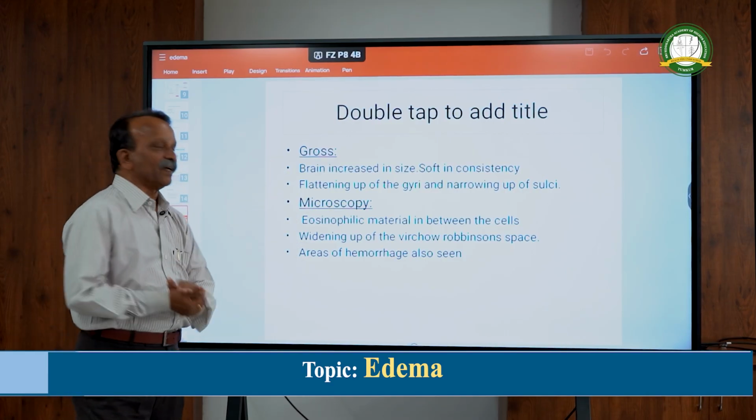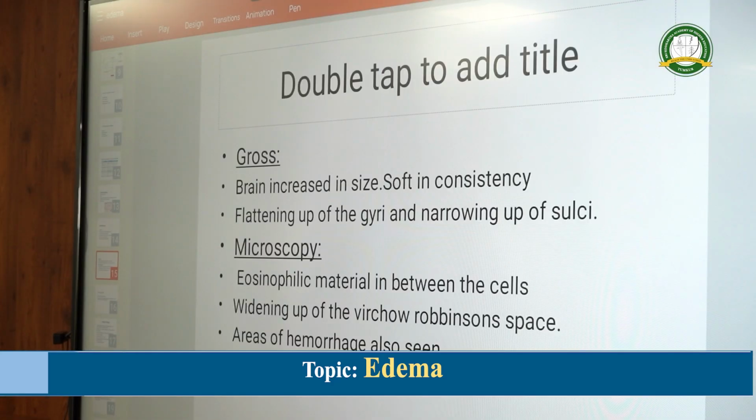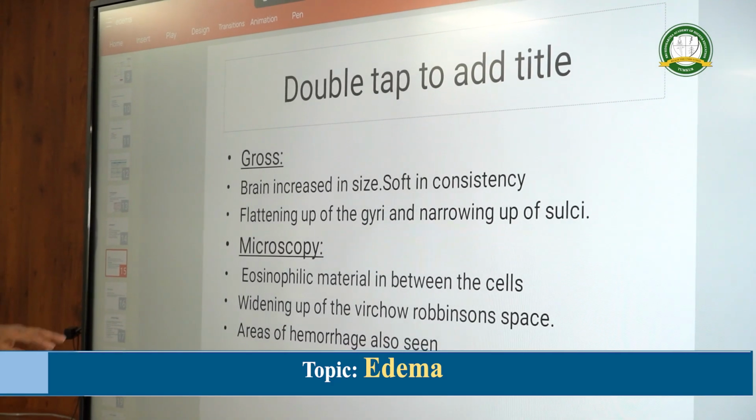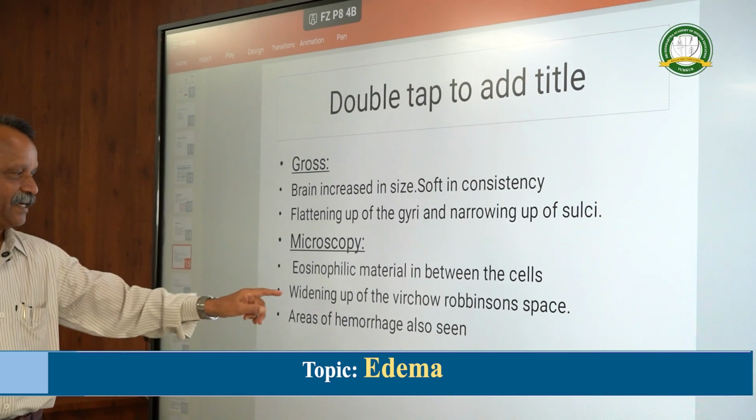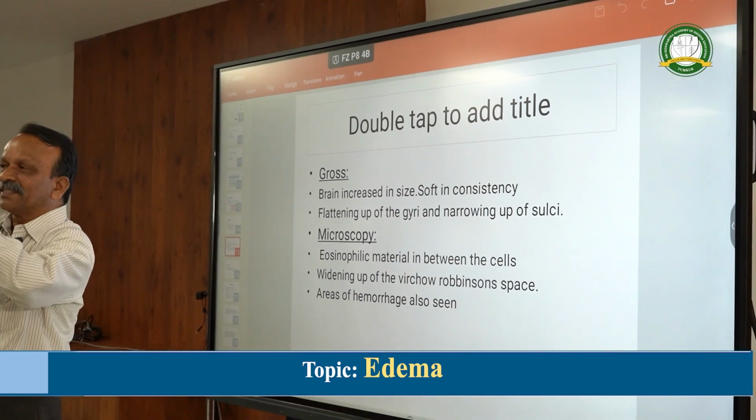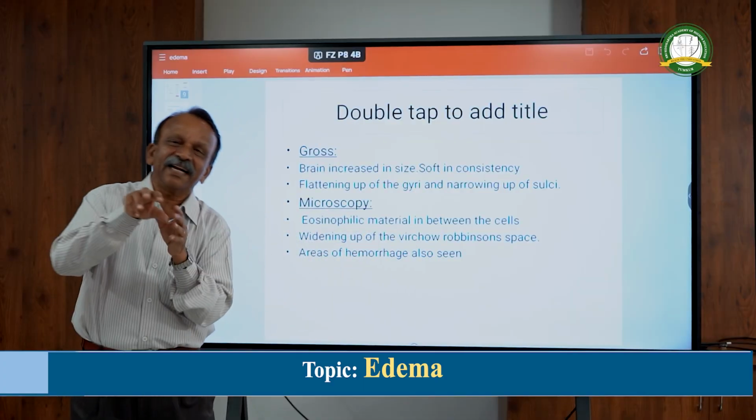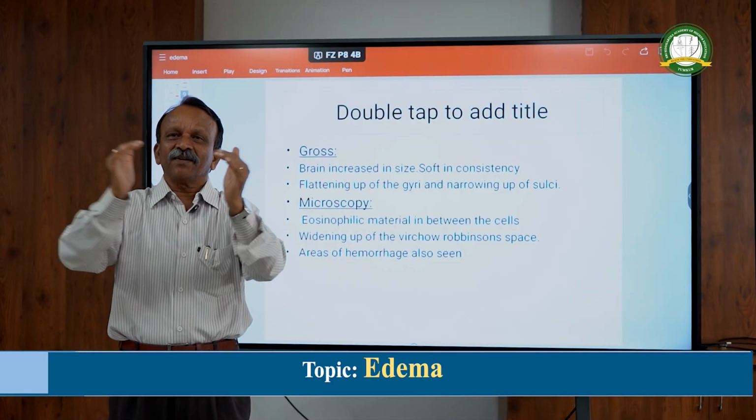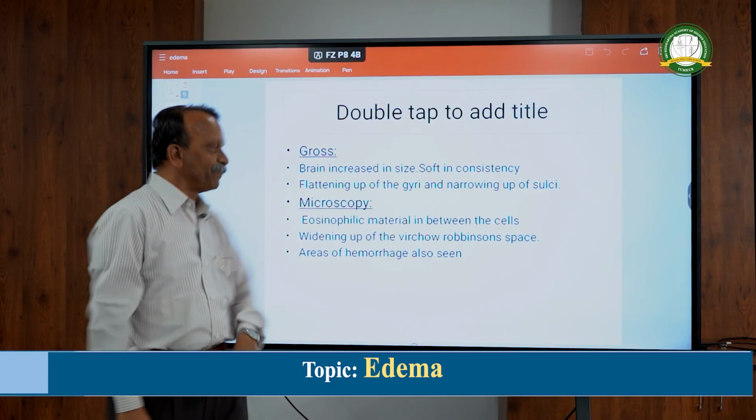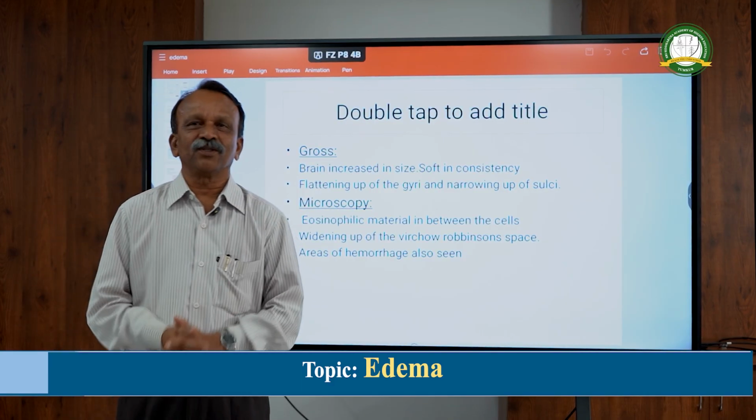Coming to the next one, that is microscopy. Microscopically, there will be eosinophilic material seen in between the cells, and this brain has blood vessels. Around the blood vessels, there is a space called the Virchow-Robinson space. Because of this edema, there will be widening of this Virchow-Robinson space. And third, at some areas hemorrhage can also be seen.